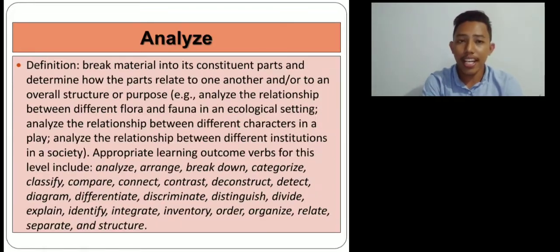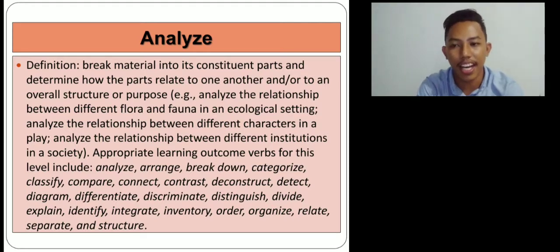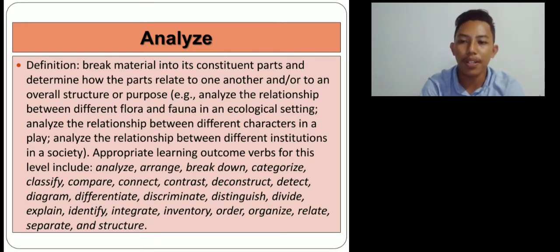So the next level is the analyze. So in this level, the student should break material into its constituent parts and determine how the parts relate to one another and or to an overall structure or purpose. So for example, analyze the relationship between different flora and fauna in an ecological setting, or analyze the relationship between different characters in a play, analyze the relationship between different institutions in a society.